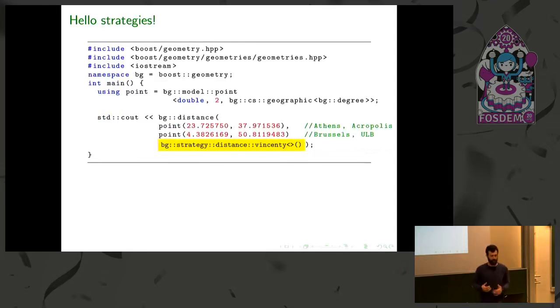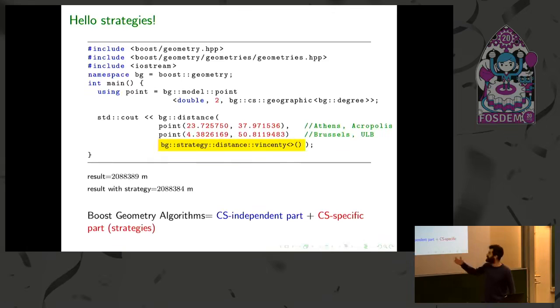And you can also do a bit more advanced things. You can define a strategy which gives you more accuracy, and plug it into the distance algorithm. Then you get a bit more accurate results. It's only a few meters difference in that particular situation. And this is the whole idea about the algorithms in Boost Geometry. There is a coordinate independent part, which is the combinatorial algorithm, and a coordinate specific part, which we call strategies.